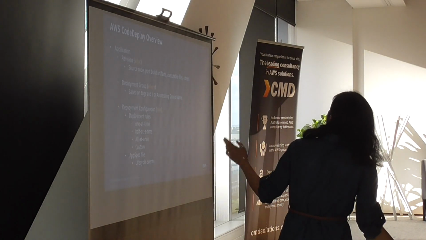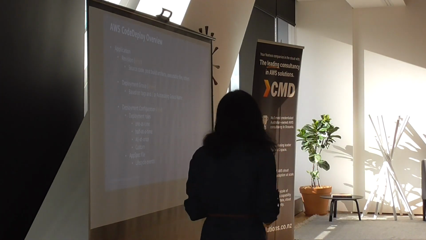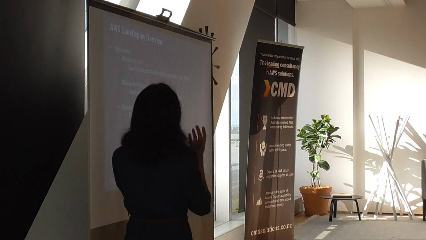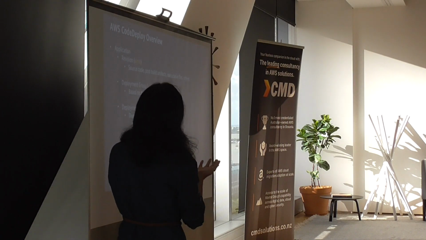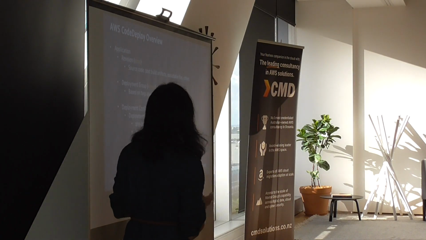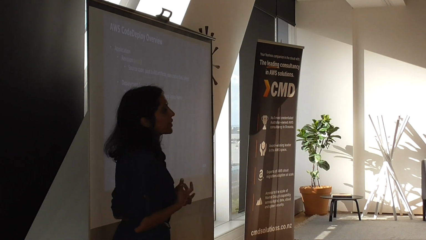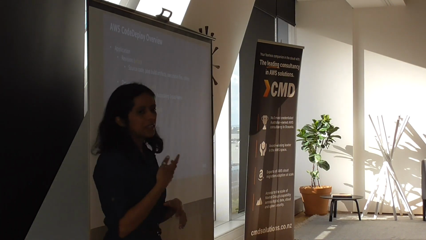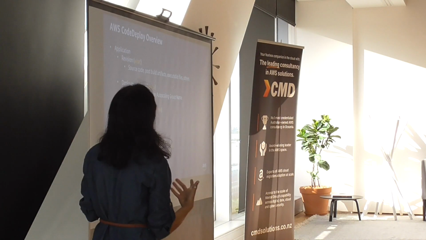So we use CodeDeploy to do deployments. Basically, you're deploying an application. The application has a revision, which is basically a version, which identifies the source code, the artifacts, and the executables that come with it. It has a deployment group. Basically, you're saying, where do you want to deploy this application? Do you want to deploy it on EC2 instances? Do you want to deploy it on serverless with Lambda? Where do you want to deploy it?